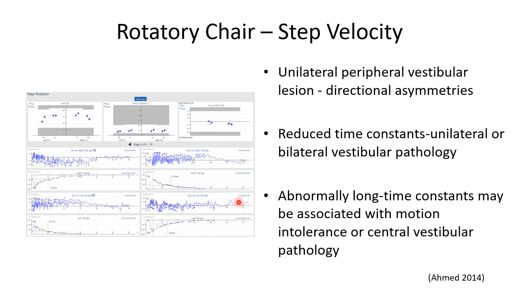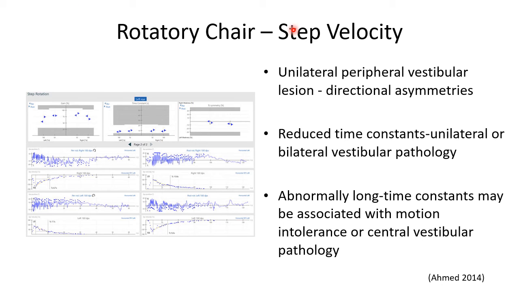So as we can see here, this is a result of the step velocity test. This is the screen with the graph. The data point for each per-rotatory and post-rotatory step at each velocity tested will appear as a triangle in the gain, time constant, and symmetry graphs above the tracing on this summary screen. The data point will appear in the white region when the results are normal, and it will appear in the shaded region when the results are outside of the threshold limit.